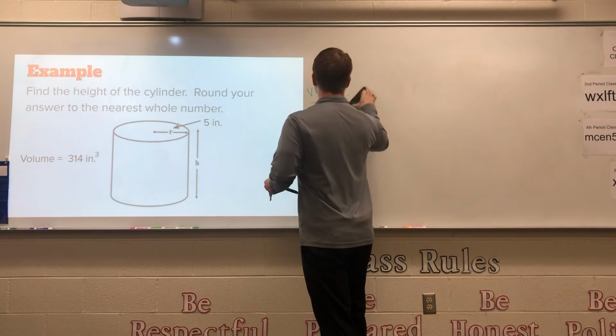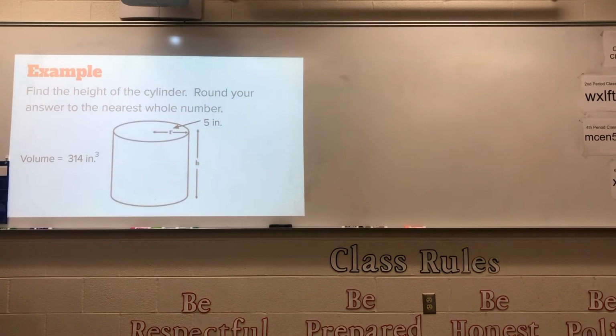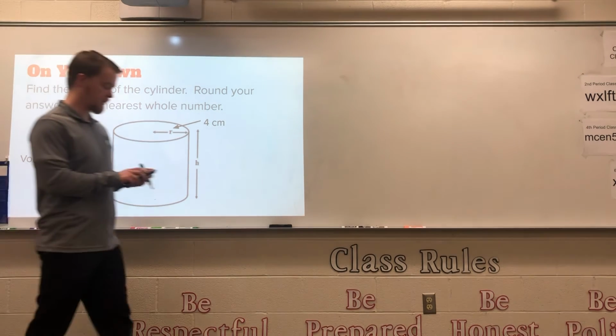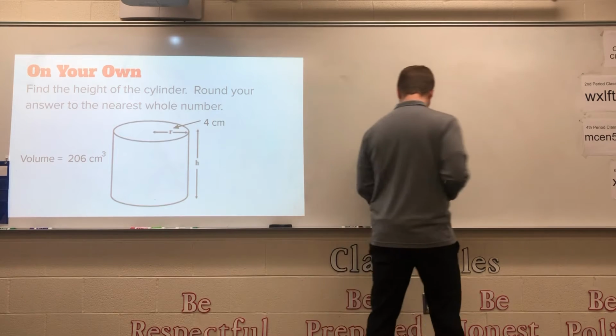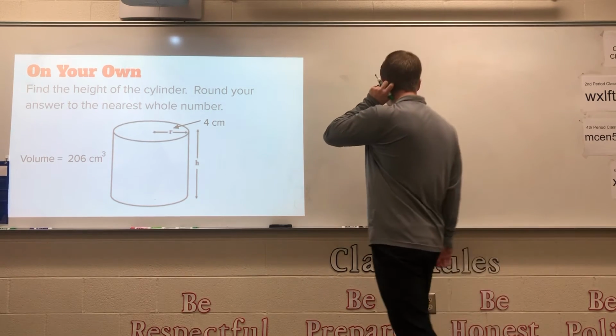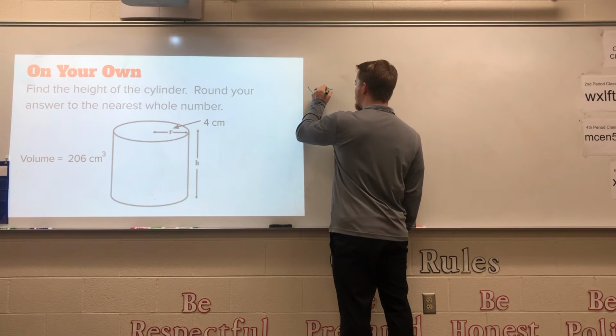Alright, let's try one of those on your own, see if you are catching on. So when you try this one, find the height of this cylinder and round your answer to the nearest whole number. So again, pause the video, try this, see if you can get it, and we will then do it together.